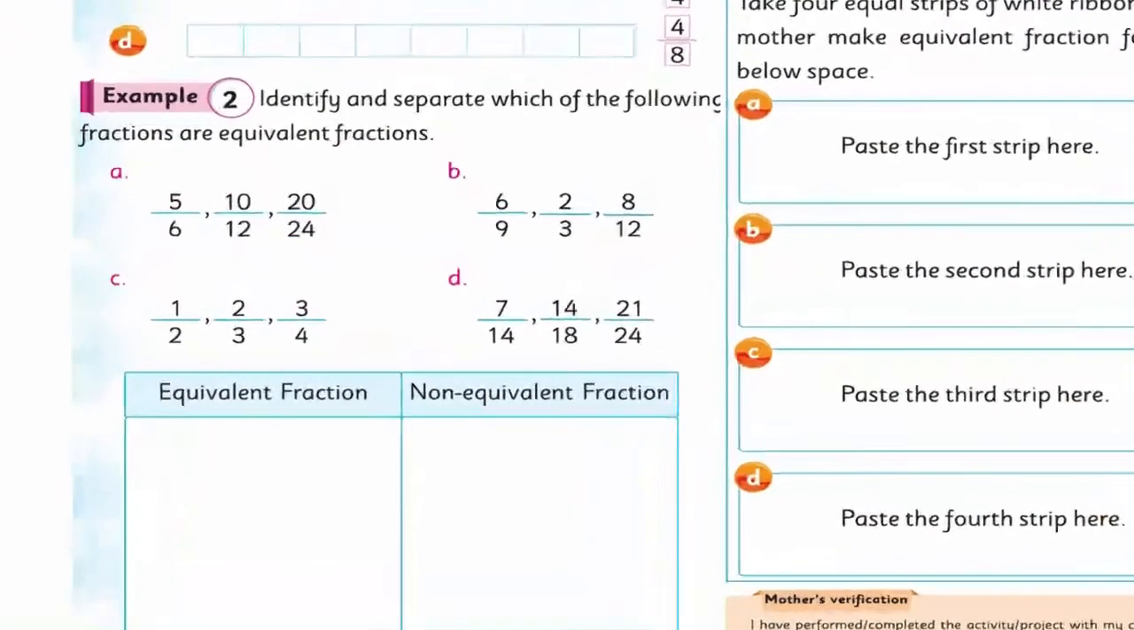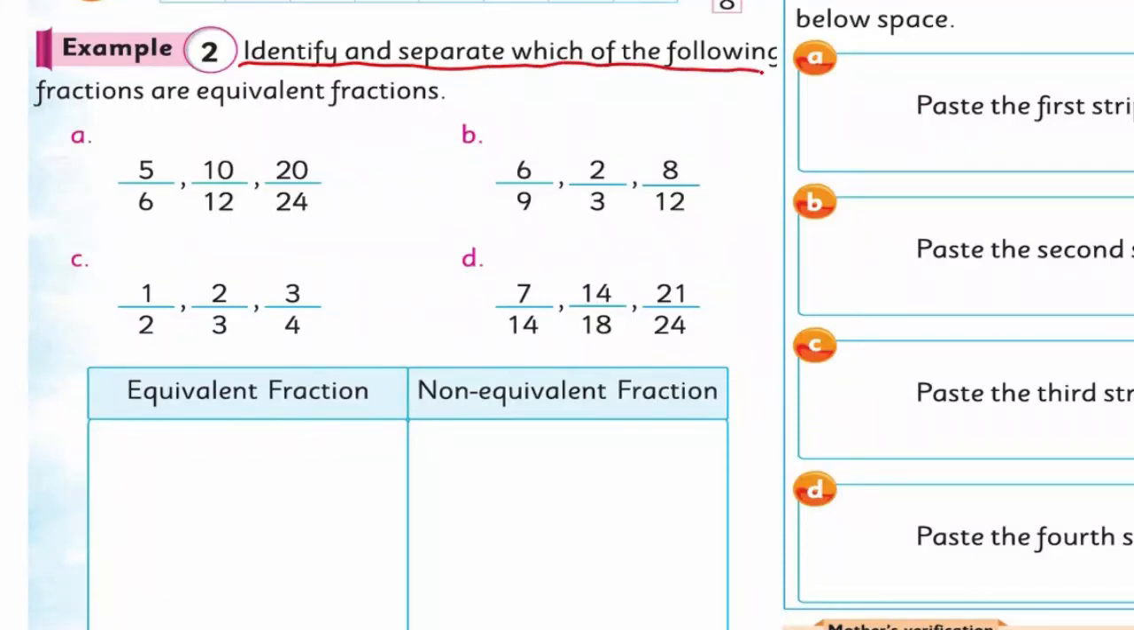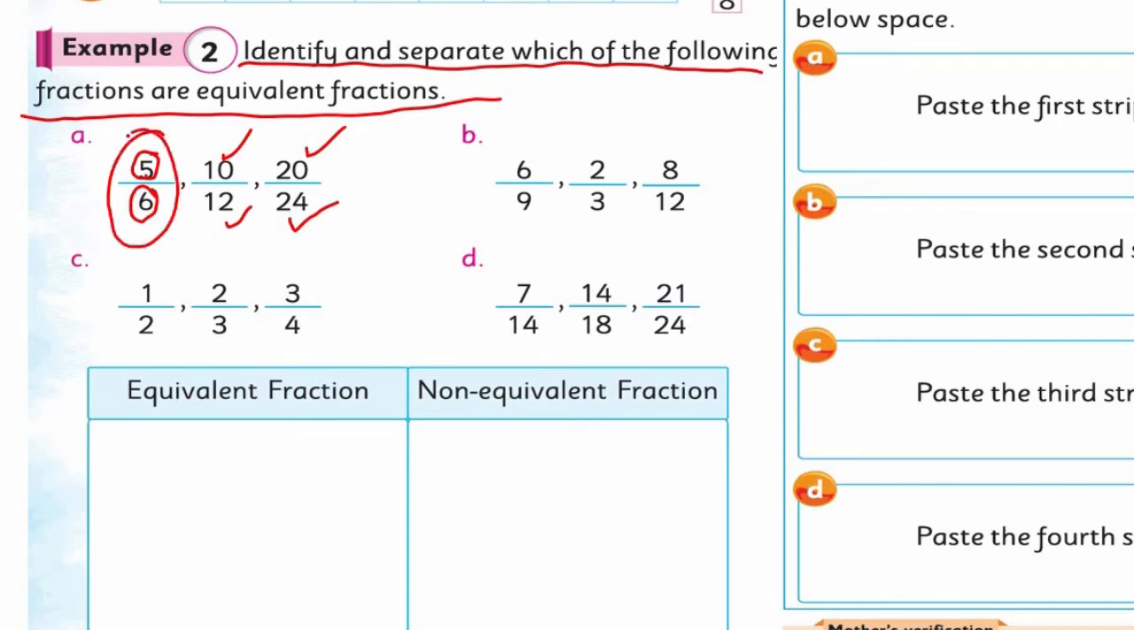Look at example number 2. Identify and separate which of the following fractions are equivalent fractions. Look here. When we multiply 5 by 2, we have 10. When we multiply 6 by 2, we have 12. Similarly, when we multiply 5 by 4, we have 20. And when we multiply 6 by 4, we have 24. So these fractions are equivalent fractions in part A. Similarly, complete other parts of this example by yourself.